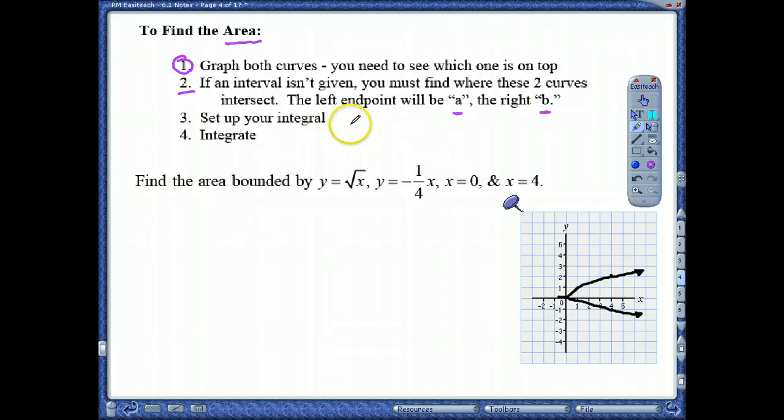Then you want to set up your integral. Whether you get to use your calculator to integrate or you have to integrate on your own, you're going to have to write that integral. And then, of course, integrate either by hand or with your calculator.